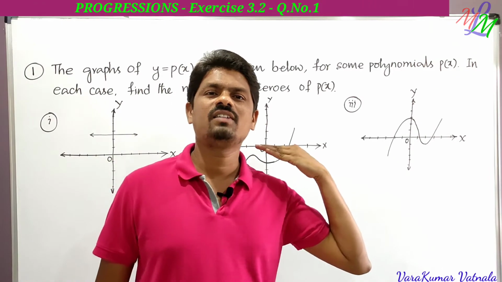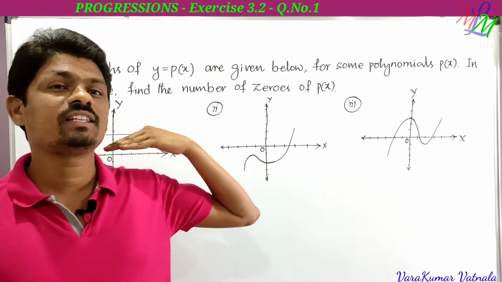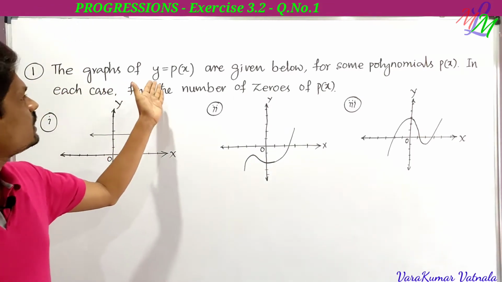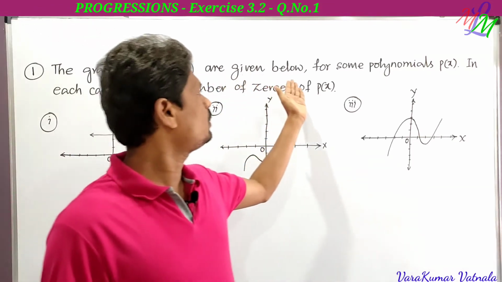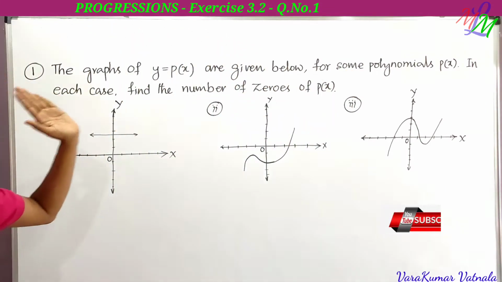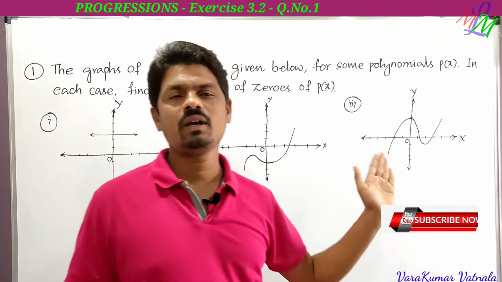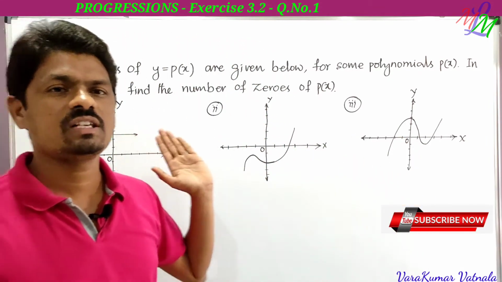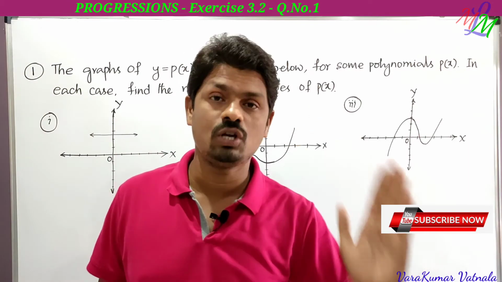So here he has given some graphs. He is asking to find the number of zeros. See here, the graphs of y is equal to p of x are given below, for some polynomials p of x. In each case, find the number of zeros of p of x. So he has given the graphs of polynomials p of x, and he is asking us to find the number of zeros.